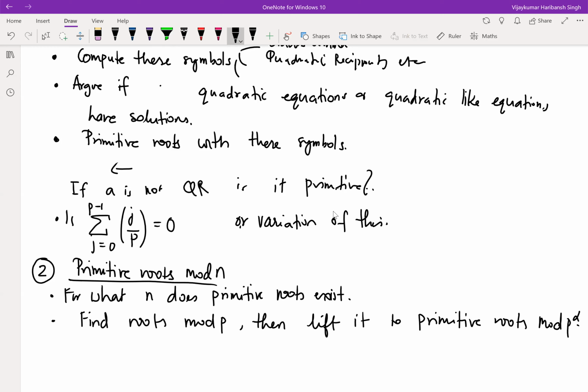Now, counting. We have to count. So suppose, how many solutions exist mod p to x to the power d congruent to 1 mod p, for example. Yeah, this is a meaningful thing to have, right? So how many solutions exist?